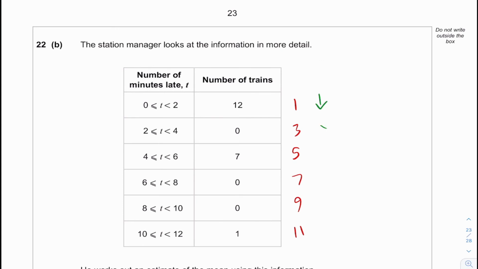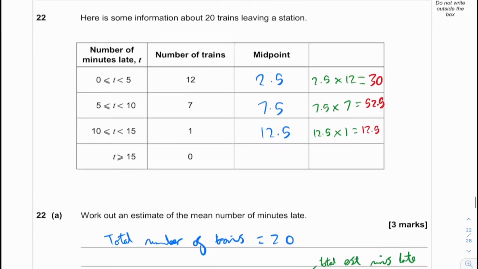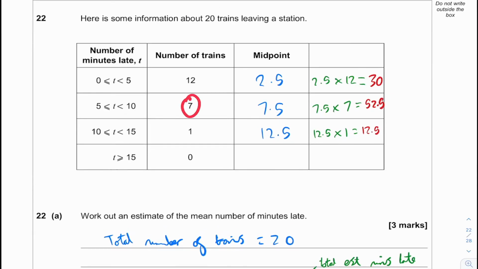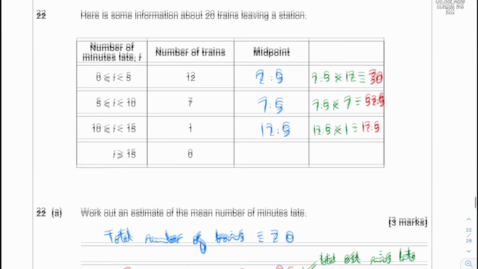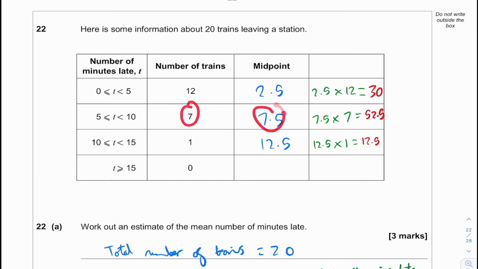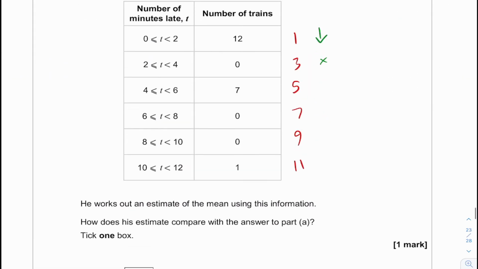We've then got nothing for this row here. For the next row, we've got 7 trains with an estimated number of minutes late at 5. So we're doing 5 times 7 there. In this one, we are doing 7 times 7.5. So again, in this table, this is a higher value than what we do in this table here. So again, this suggests it will be lower.